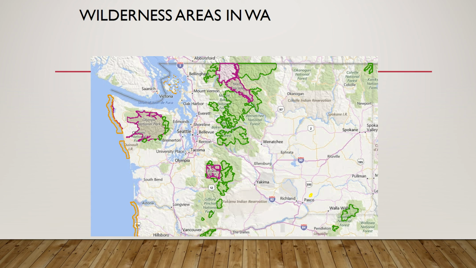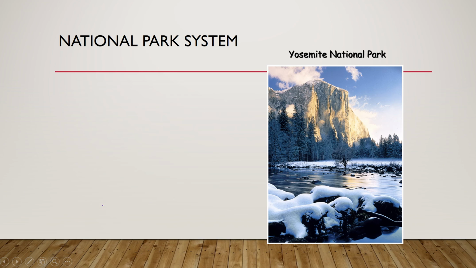All right. Here in Washington, we have lots of different wilderness areas. These purple areas are our national parks, right? And the green outlined areas are our wilderness areas. So again, national parks, similar to our wilderness areas, we're not allowed to do resource extraction. But we do build roads. We do have structures built like museums and visiting lodges and stuff like that.